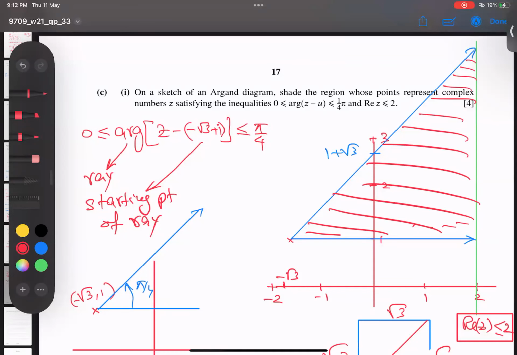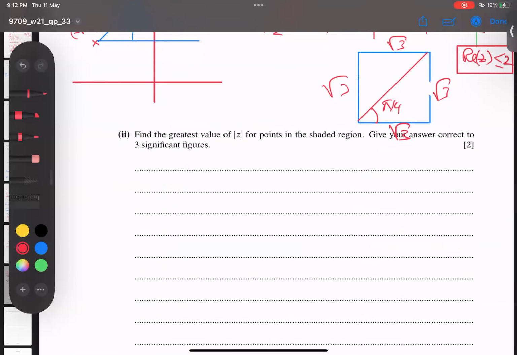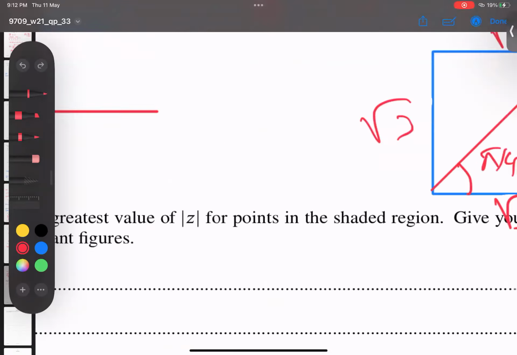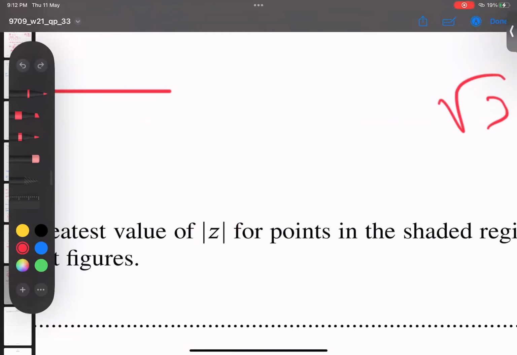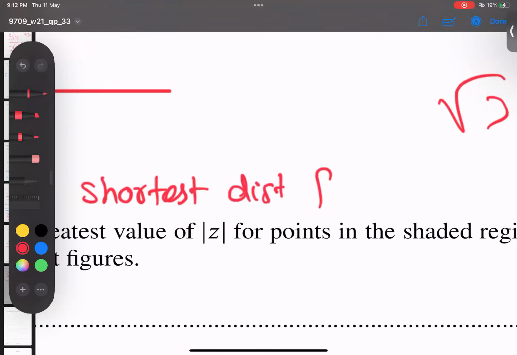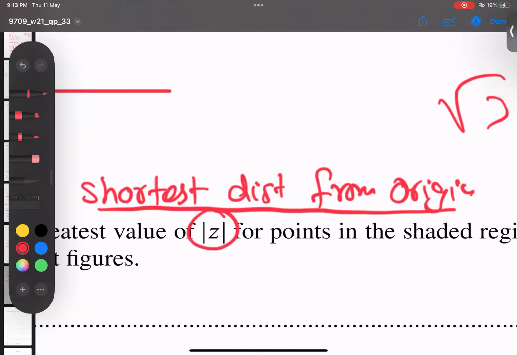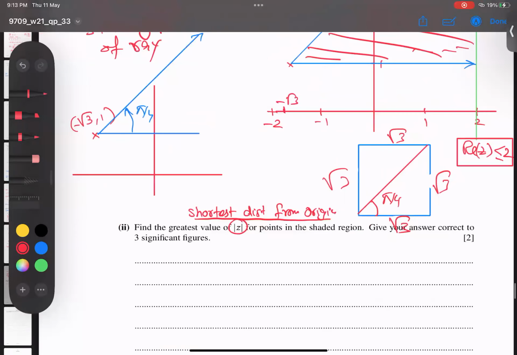And now I'm going for the last part, which is the most important part as well: the greatest argument, the greatest value of the modulus. What is modulus? What is the definition of modulus, students? This is called the shortest distance from the origin. Shortest distance from the origin is represented by this one. I believe all of you understand it. So let's try to find it.